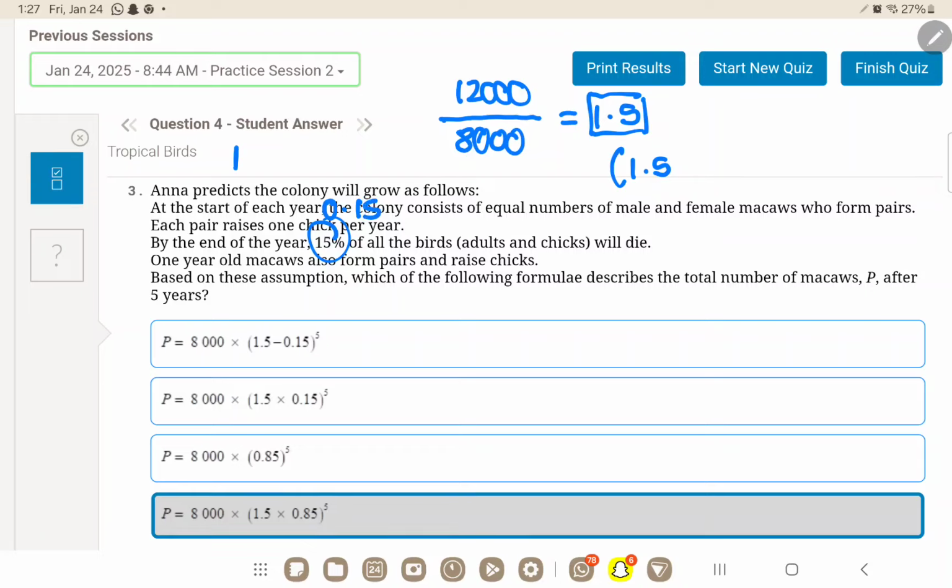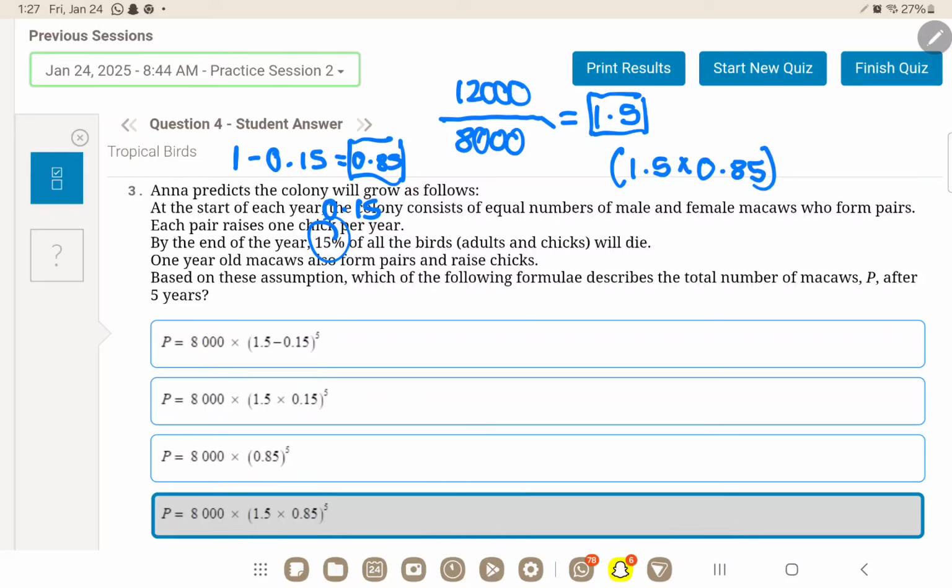They're asking you for the probability that they're going to survive. So if the probability of them dying is 0.15, 1 minus 0.15 is going to be the probability of them surviving. When you do 1 minus 0.15, you're going to get 0.85. That's the probability that they survive, so that's the probability you're going to take. So 1.5 times 0.85, or 85% of them, are going to survive. Now that is how much is going to survive.